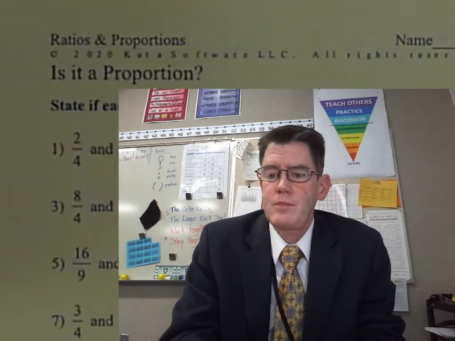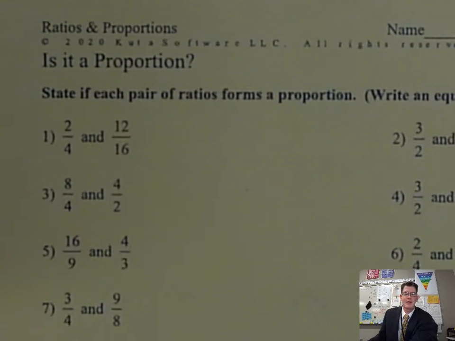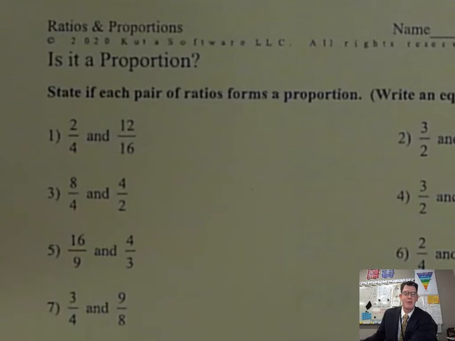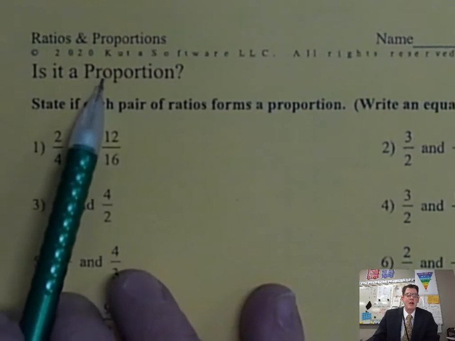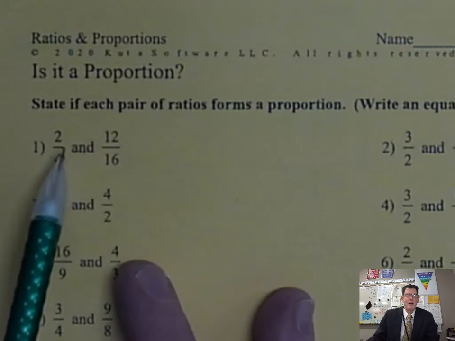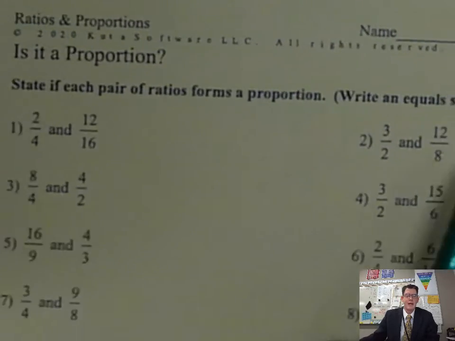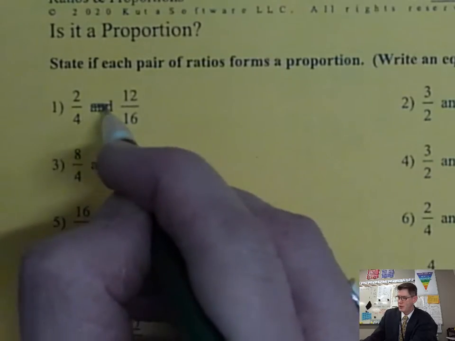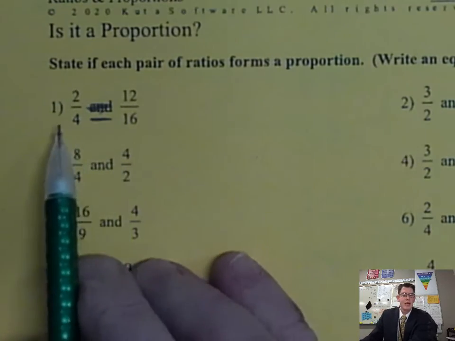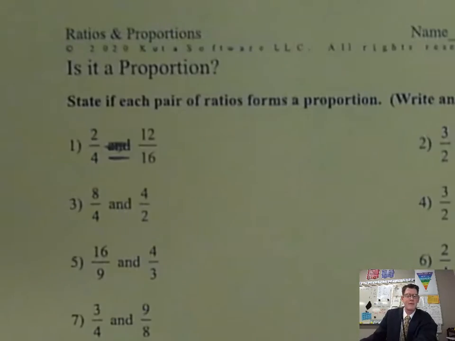Here we go. The worksheet that you've got, it's the back side if you were in class when we did it, but it's also available there. I've got that posted for you. And what this is asking is, each of these, are these a proportion? State if each pair of ratios, state if these two fractions form a proportion? Basically, write an equal sign over the word and see if it's true. So if I say equal and equal, is 2 over 4 equal to 12 over 16? And that's what we're doing on these problems.